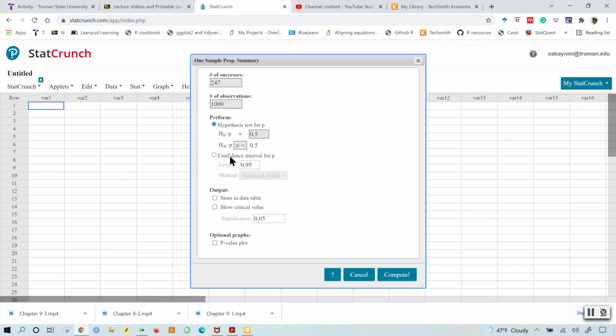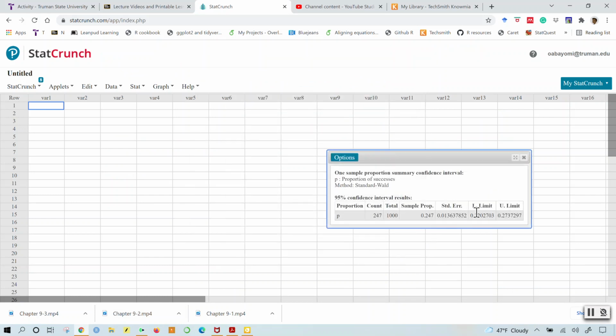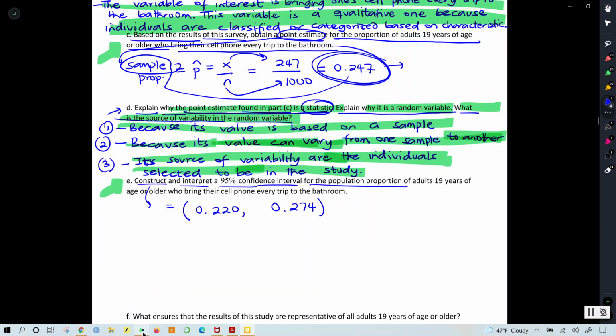So I'm going to go to confidence level. This is already set at 0.95, so I don't need to alter that. And so I'm going to compute. And in this case, I have to 3 decimal places, 0.220 to 0.274. So the lower limit and the upper limit, I have taken the rounded off values to my working space. So this is the construction of the 95% confidence interval.